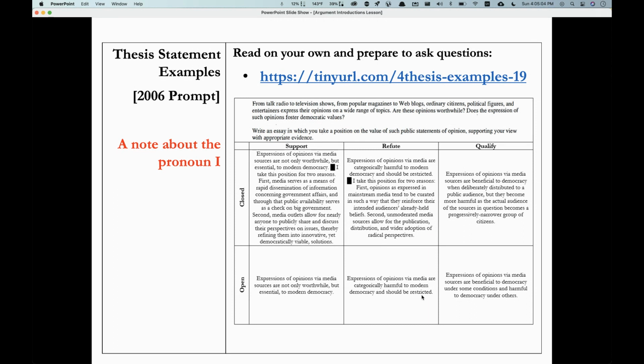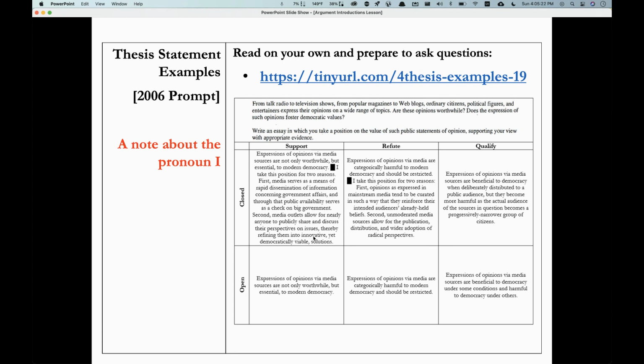The open versions of these thesis statements, I think, are pretty transparent. It's just the same general claims as you see in this row, but without the details that will be covered in the ensuing body paragraphs.